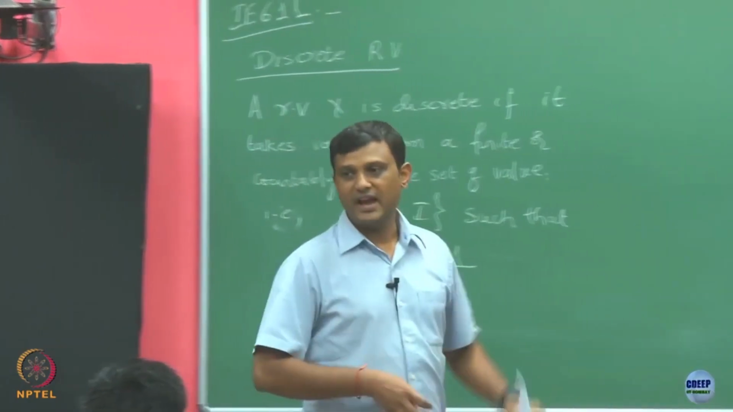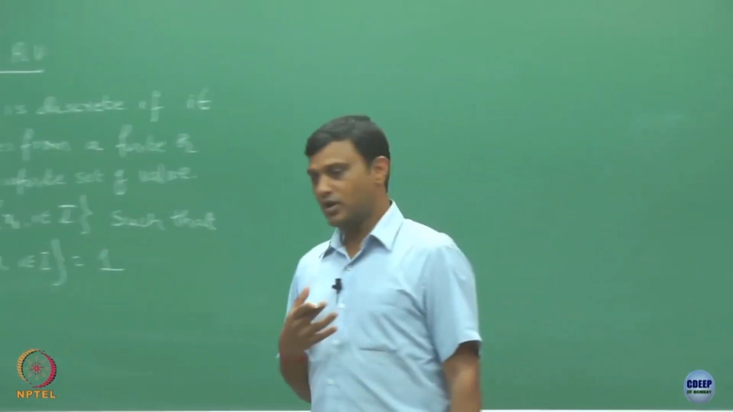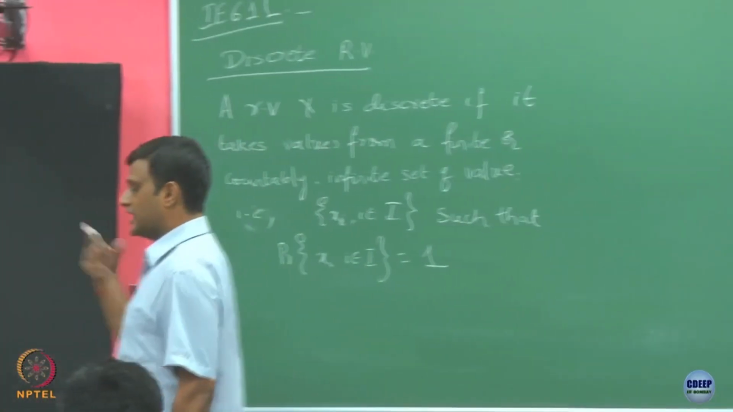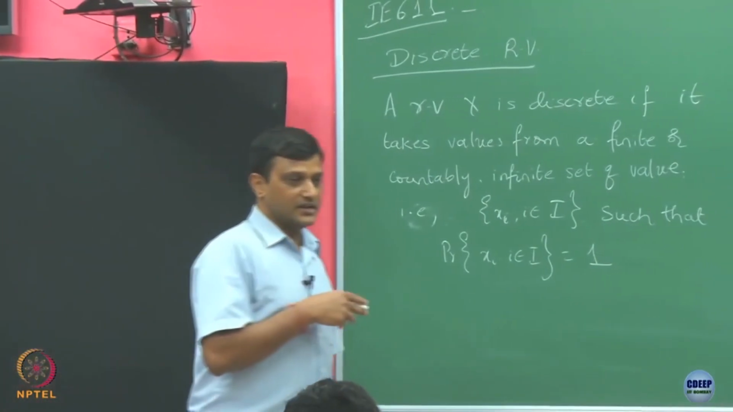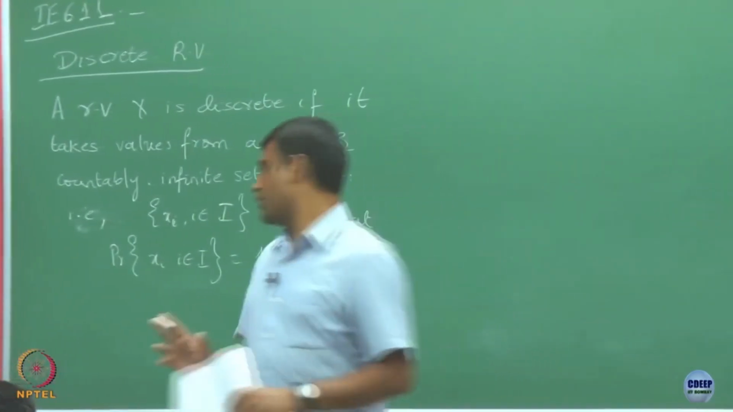So when we have such a discrete random variable, instead of looking directly at the CDF, maybe you just want to look at something called the probability mass function.